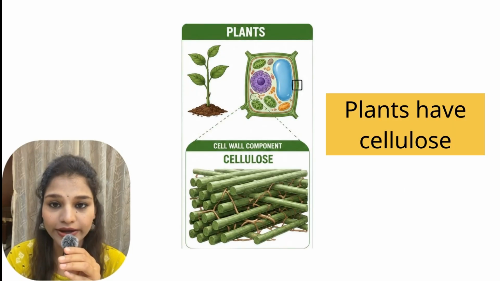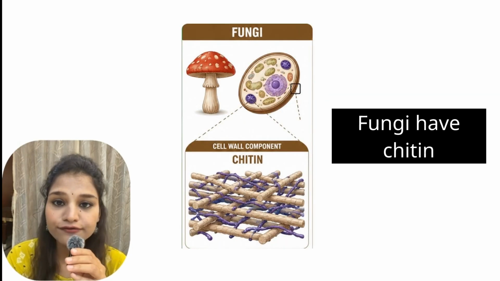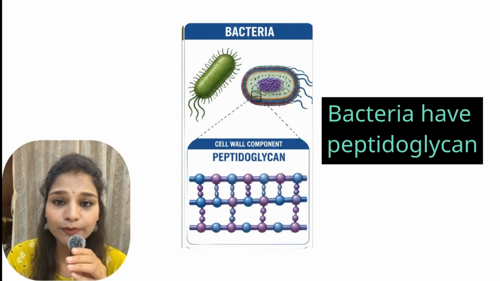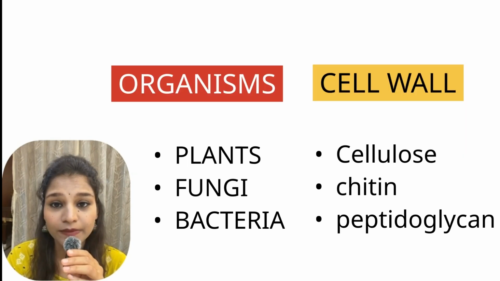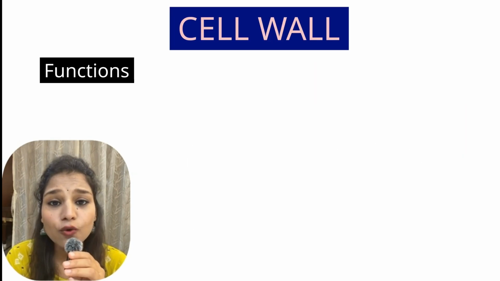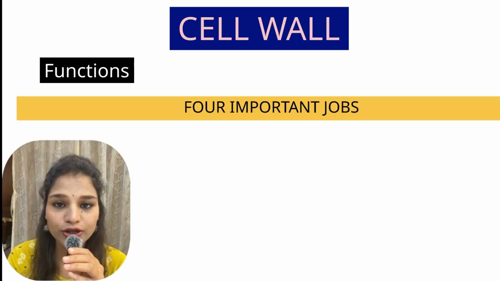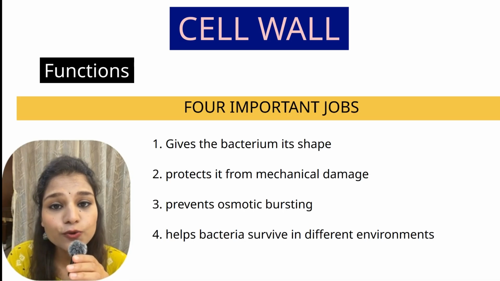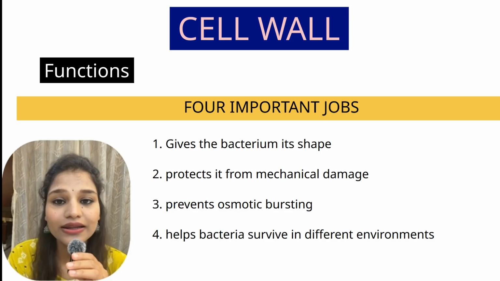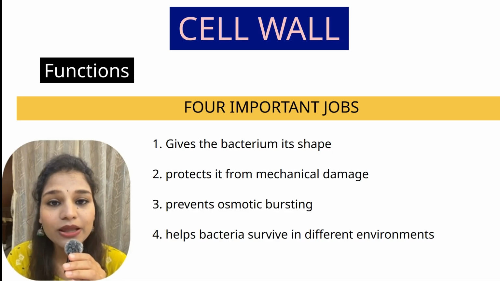Here is an exam point. Plants have cell walls made of cellulose, fungi have chitin, but bacteria have peptidoglycan. Never mix this up. Now, what is the function of it? What does the cell wall actually do? It has four main important jobs, guys. The cell wall gives the bacterium its shape, protects it from mechanical damage, helps in preventing osmotic bursting, and helps the bacteria survive in different types of environments.